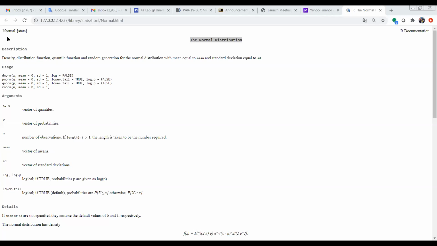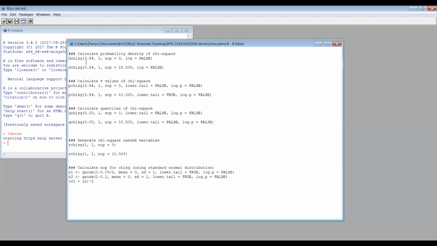So it's the information about the normal distribution, and here dnorm is the function that you can use to calculate the density for the normal distribution. So okay, let's go back to our R code. So here, we use the density function to calculate for chi-square, right? All right, I'm going to talk about what the density means for a distribution. So let's look at this code here.